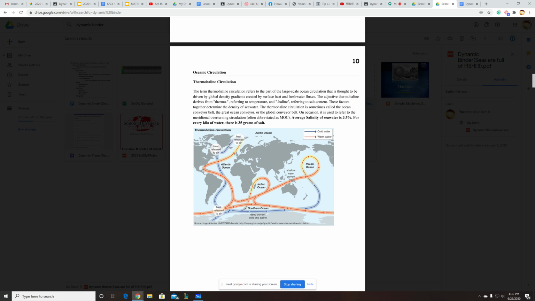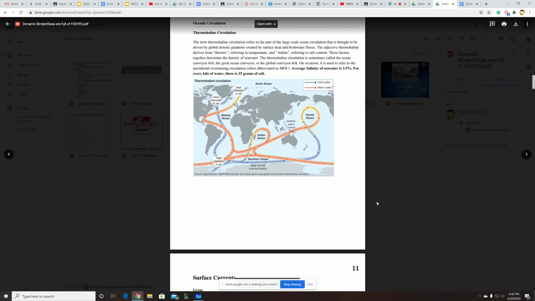But the marine circulation is not really based on it. It's based on the temperature, salt content, and density of seawater. And as you can see here, that's exactly what it is. And it's basically just a great conveyor belt.